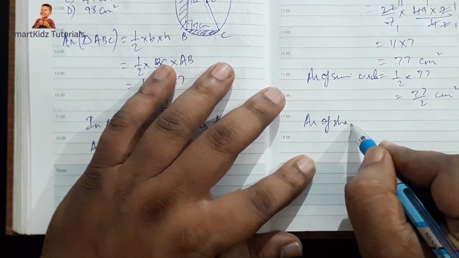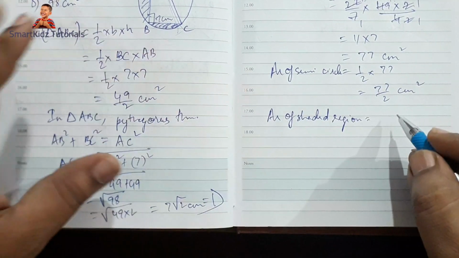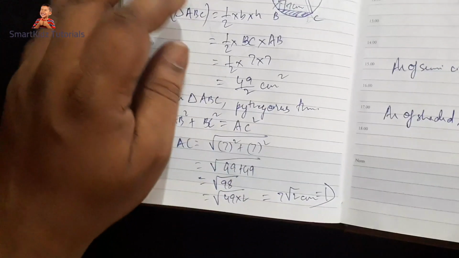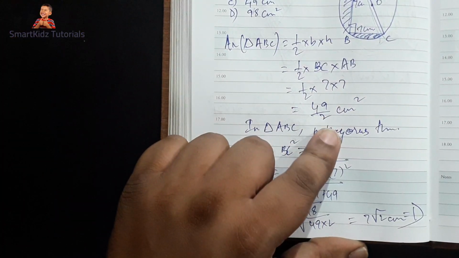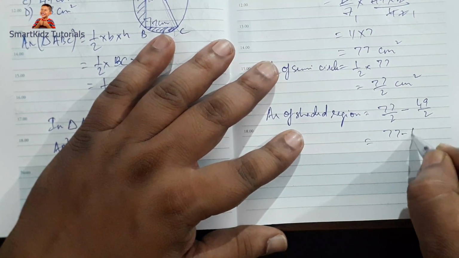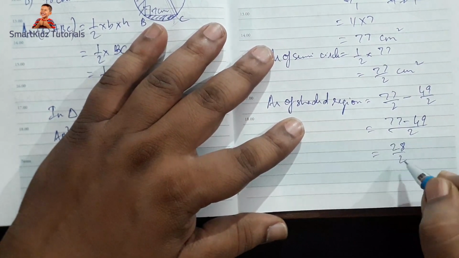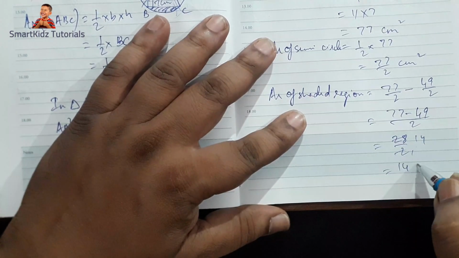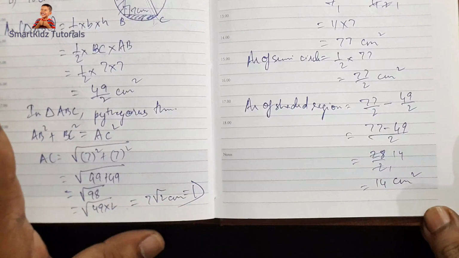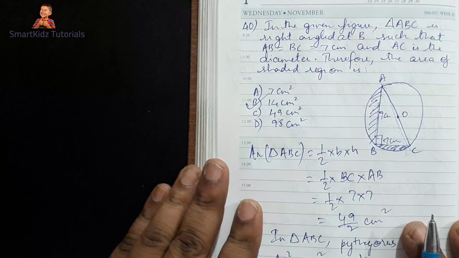Now, area of shaded region is equal to area of the semicircle, which is 77 upon 2, minus area of the triangle, 49 upon 2. So we can directly take 77 minus 49 upon 2. That comes to 28 upon 2, and this will be 14. So 14 square centimeters is the answer to this question. Here the correct option would be B, 14 square centimeters.